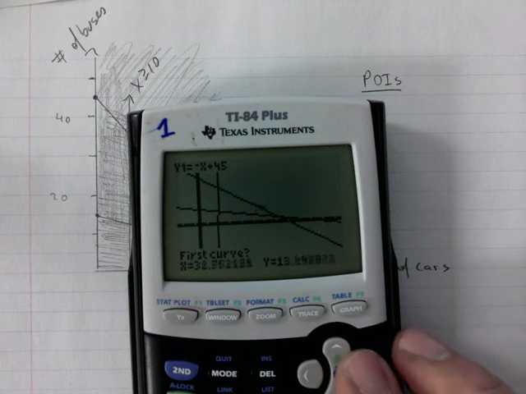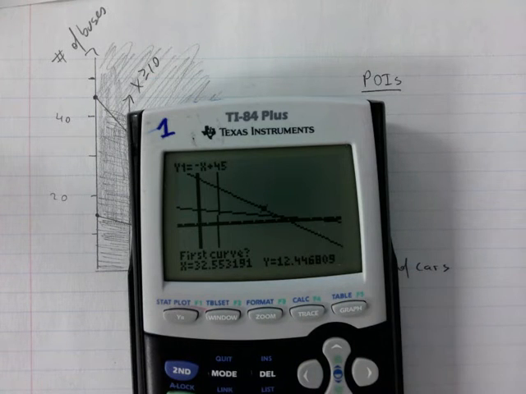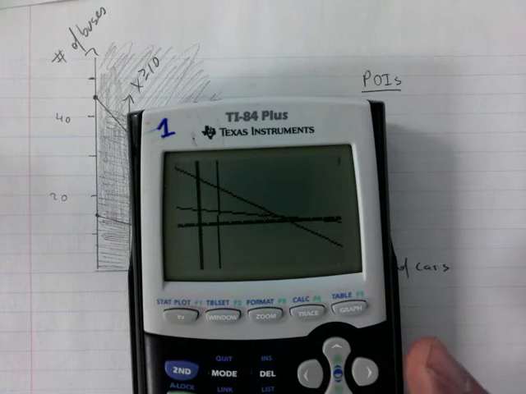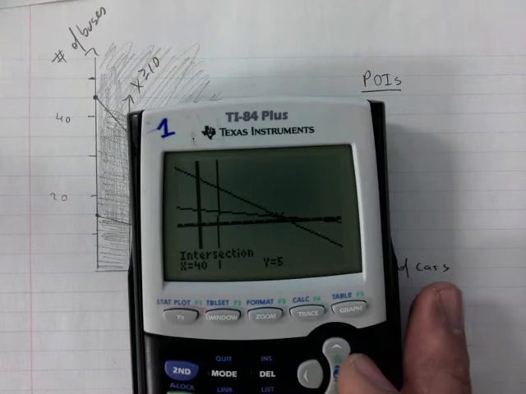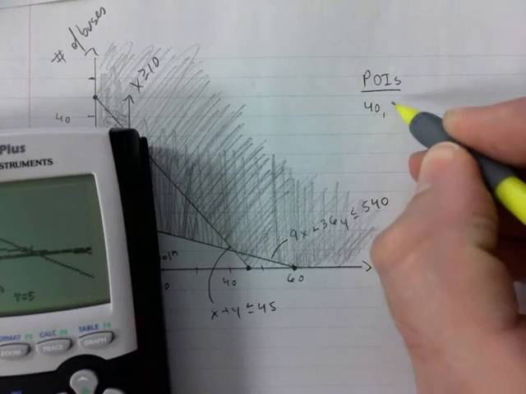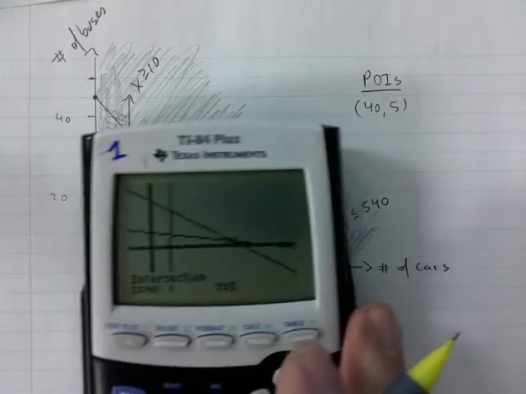Okay, so I need that intersection here. I'm going to hit enter, and it just jumps to the next line anyway, so that's perfect. And that's 40 and 5. So 45 is the first one that I found.